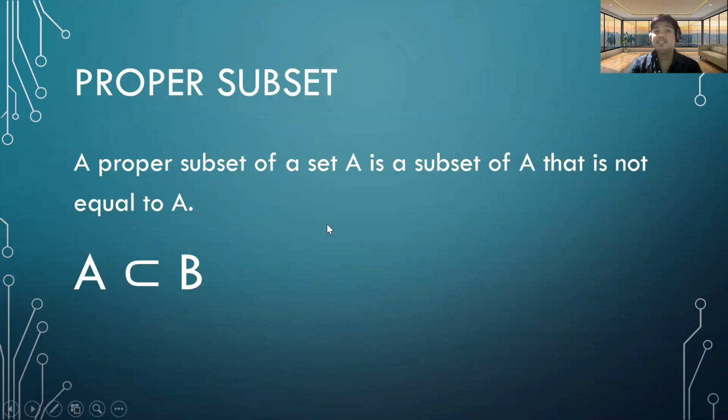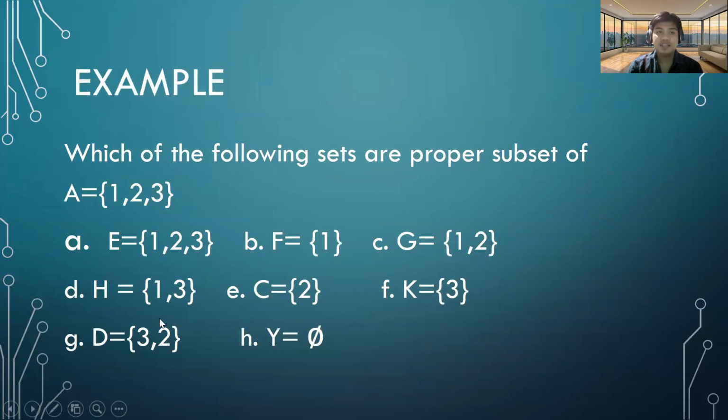So when we say proper subset naman, a proper subset of a set A is a subset of A that is not equal to A. As you can see, pwede nating i-denote yung proper subset using this symbol. So halos same lang sila ng subset pero wala yung guhit dito sa baba. So paano ba yung proper subset? So here is an example.